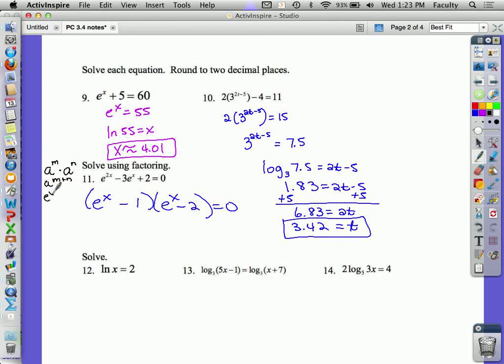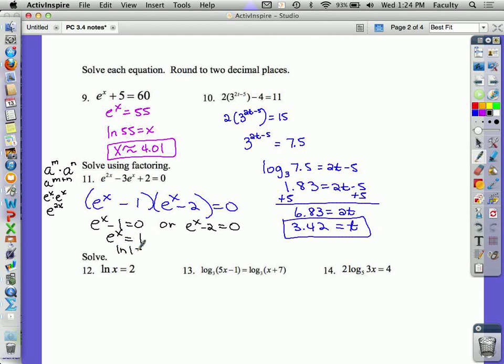Well, guess what? e to the x times e to the x means e to the x plus x. Well, x plus x is 2x, so that's how I did this. I did e to the x times e to the x is e to the 2x. The outer is minus 2 e to the x. The inner is minus 1 e to the x. Negative 1 times negative 2 is 2. Then you're going to use the zero factor property that says e to the x minus 1 is 0 or e to the x minus 2 equals 0.